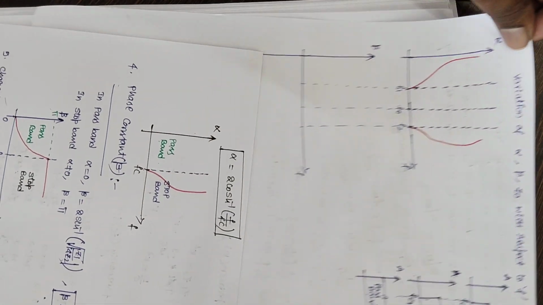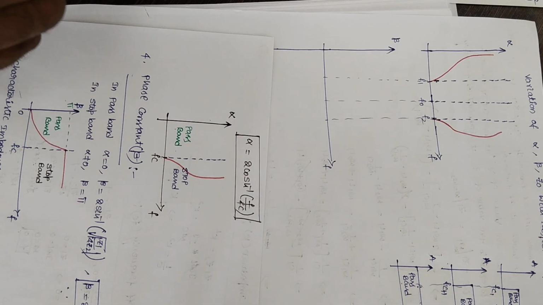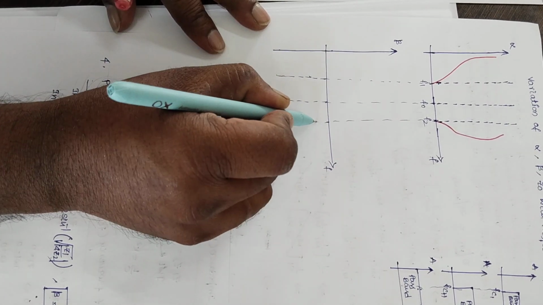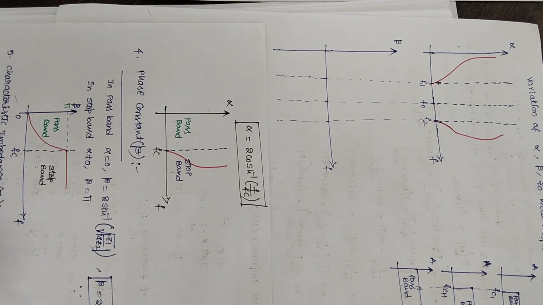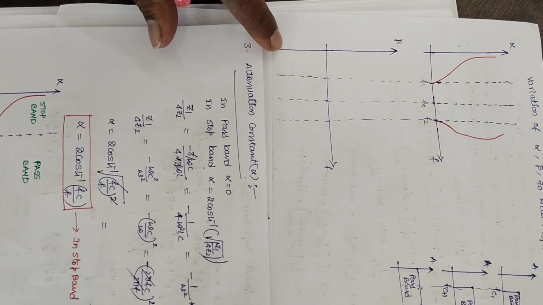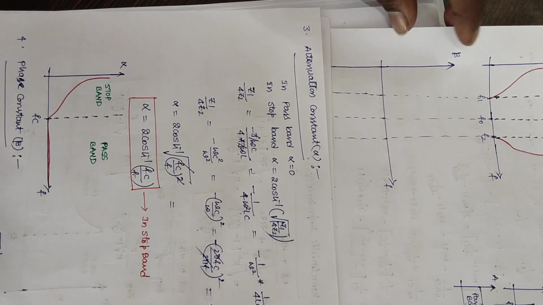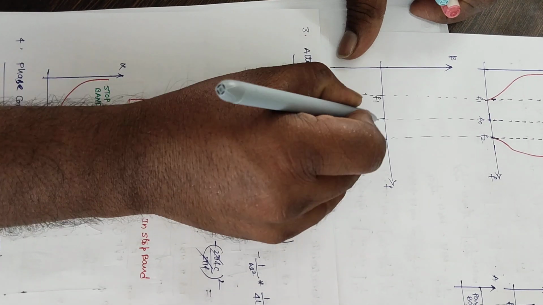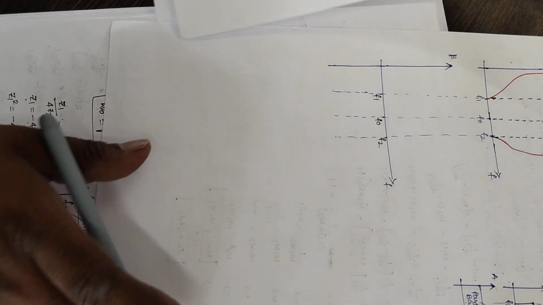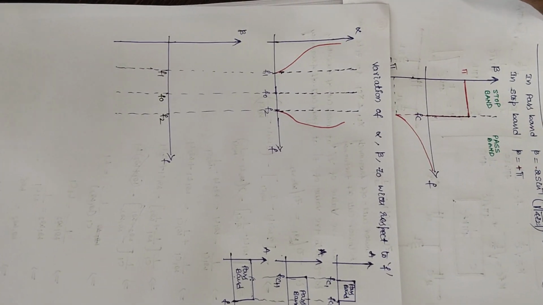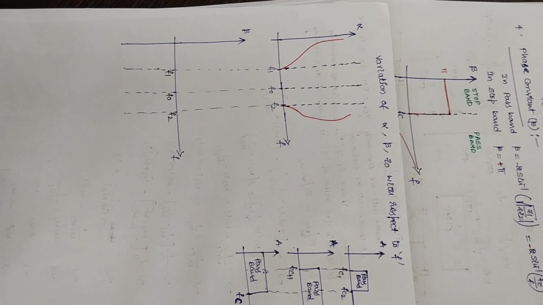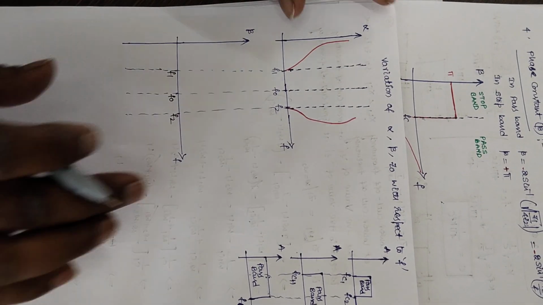Okay. Similarly, for beta, the variation of beta with respect to frequency. This band pass filter is constructed with the help of the high pass filter followed by the low pass filter. So this is the high pass filter beta variation. For that, the first cutoff frequency is F1. It is F0 and it is F2. Now this beta variation, variation of beta.